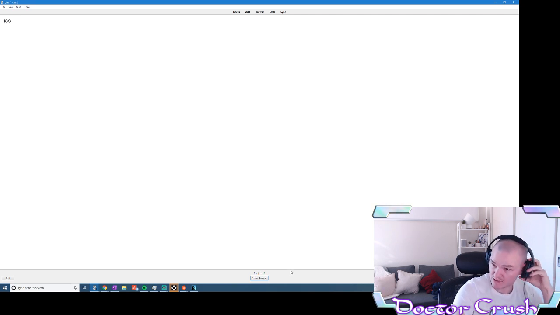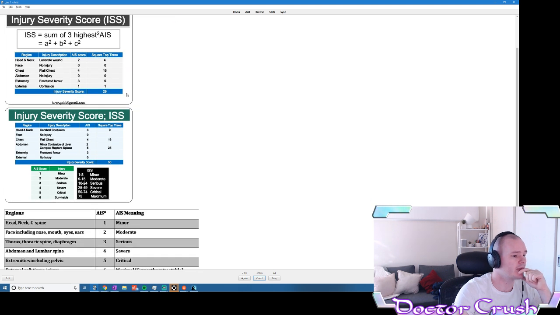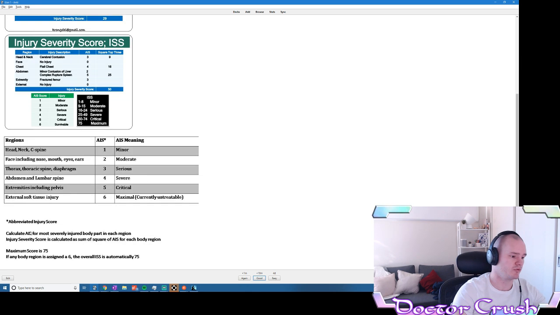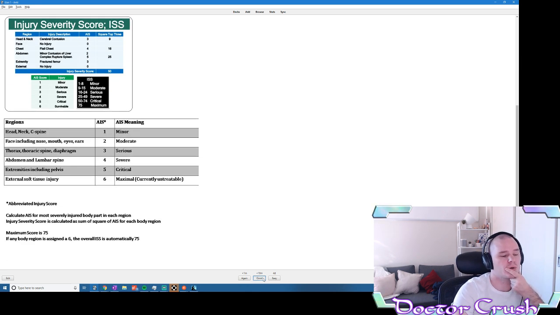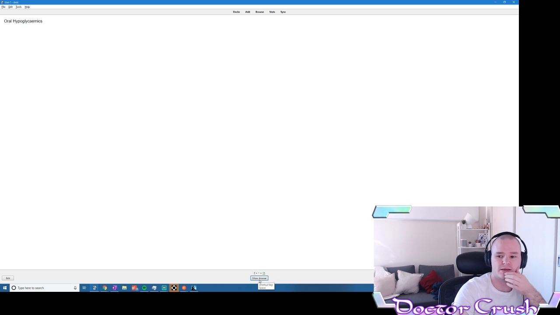ISS, we've just learned. Injury severity score. You look at different parts of the body and then you score them on a 1 to 6 based on severity of the injury. And if it's more than 15, they're a major trauma. Head and neck, face, chest, abdomen, extremities, skin. Okay, so a burn would sit there. Oh, cool. Kind of makes sense. And you can use it to classify how injured someone is.